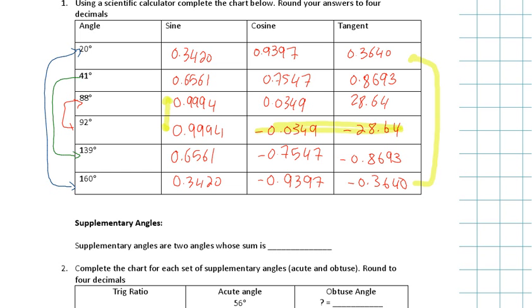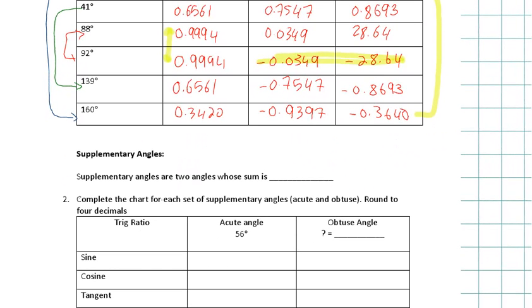Excellent. Okay. The two angles that add up to 180, we call them supplementary angles. They supplement each other to make 180. So there's a special name for them. Supplementary angles are two angles that add up to 180 degrees.